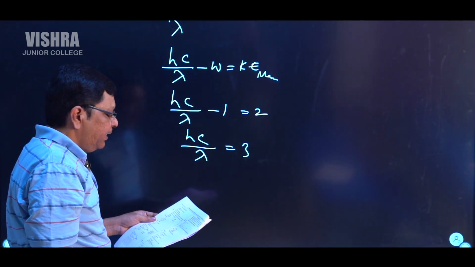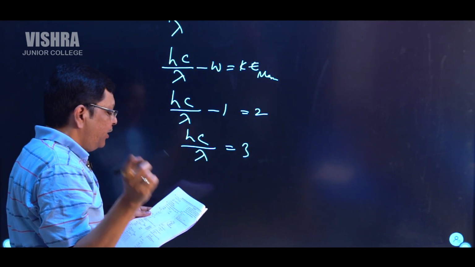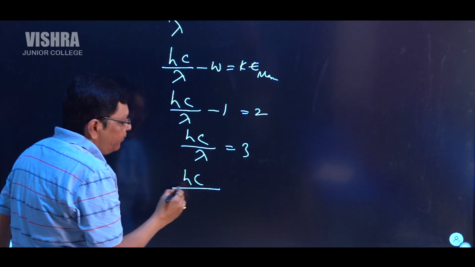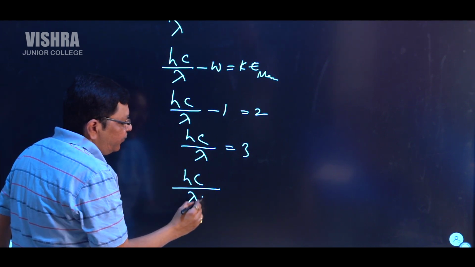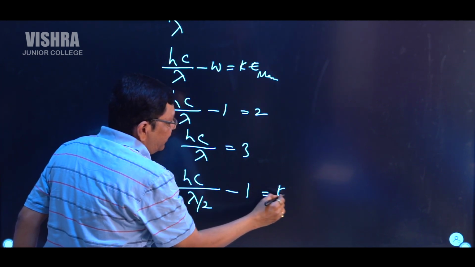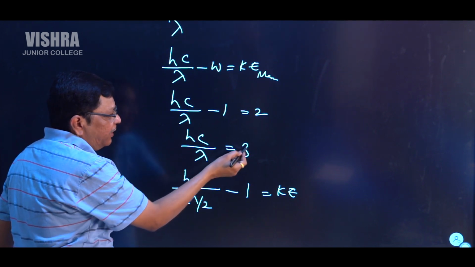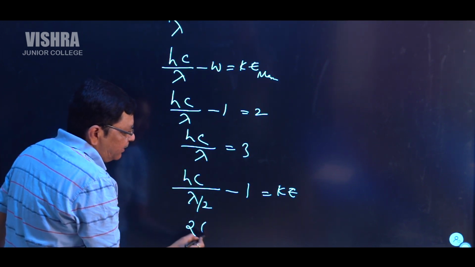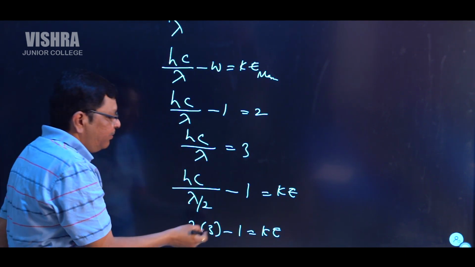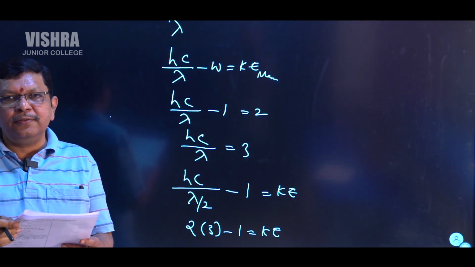Now in the second case, on the same material, a photon of wavelength lambda by 2 is incident. The work function is the same, 1 electron volt. Then what will be the maximum kinetic energy? Here hc by lambda by 2 becomes 2 times hc by lambda, that is 2 times 3, minus 1. This is the maximum kinetic energy, nothing but 6 minus 1, which is 5 electron volts. Now let us go to the next one.